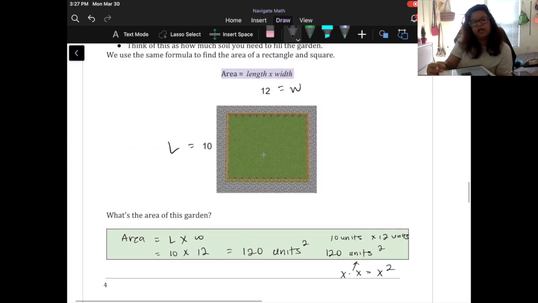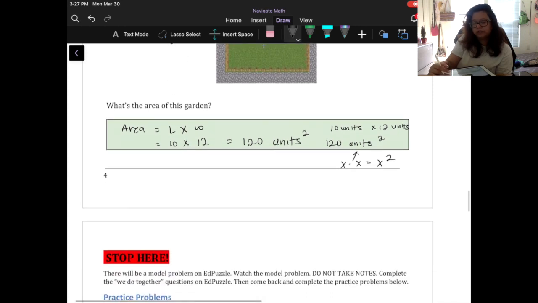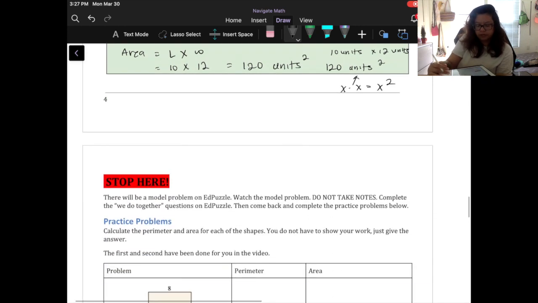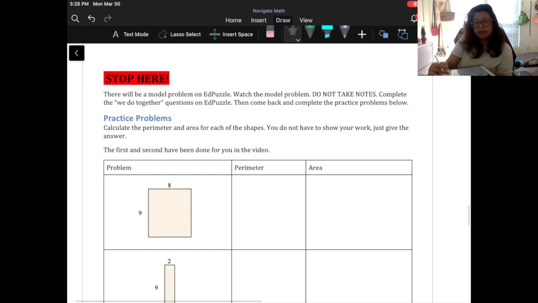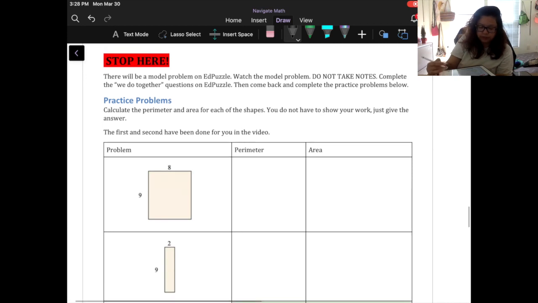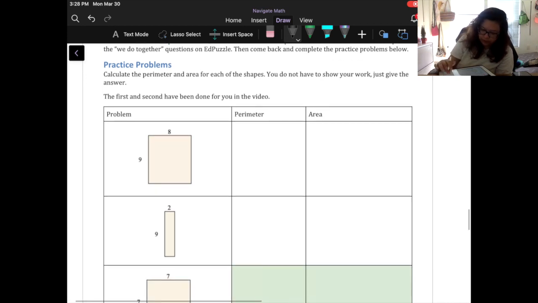So that's how we calculate area and perimeter. What I want you to do now is stop and take notes, okay? I'm going to go over 2 problems in this video, and you're going to do some questions in the video. Once you finish the questions in the video and watching the examples, then you're going to go back to your document and complete the practice problems. So the first one is going to be a model, okay?